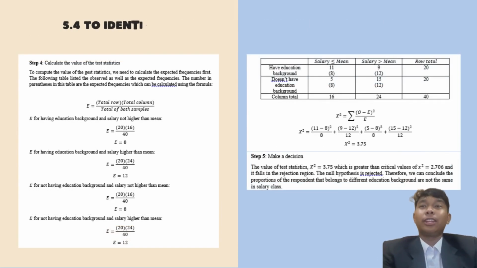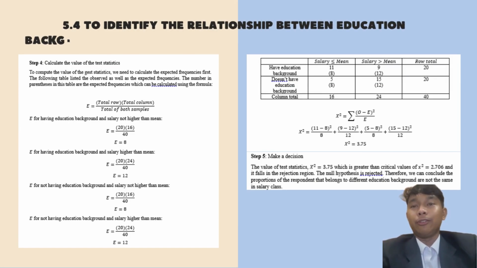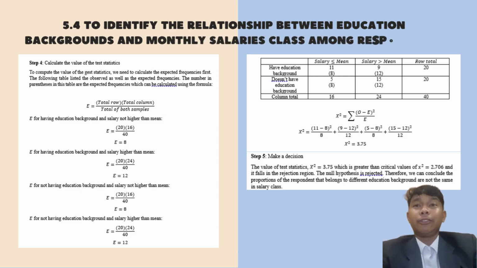So next, we proceed to step 4, which is calculate the value of test statistics. So first, we must find the expected frequency. The formula to find the expected frequencies is equal to total of row times total of column divided by the total of both samples. So E for having the education background and salary not higher than mean is equal to 8. For having education background and salary higher than mean, E is equal to 12. Meanwhile, E for not having education background and salary not higher than mean is equal to 8. And E for not having education background and salary higher than mean is equal to 12.